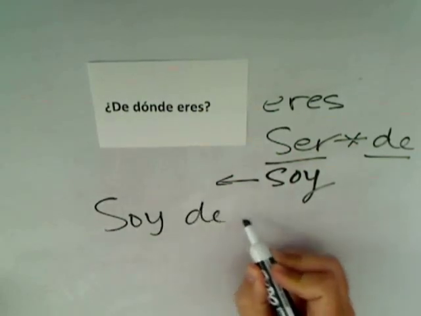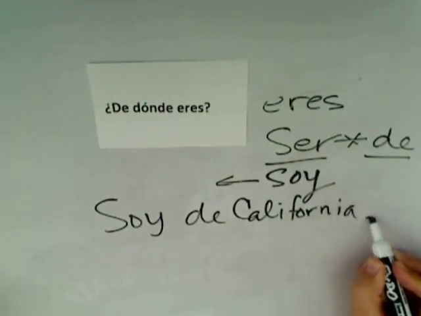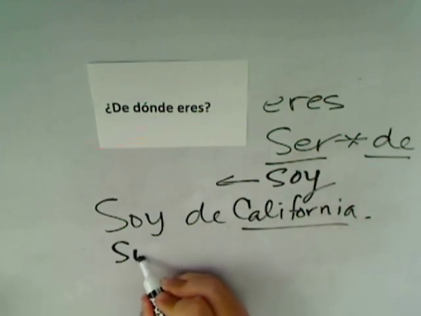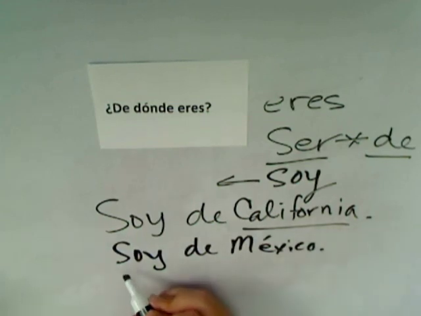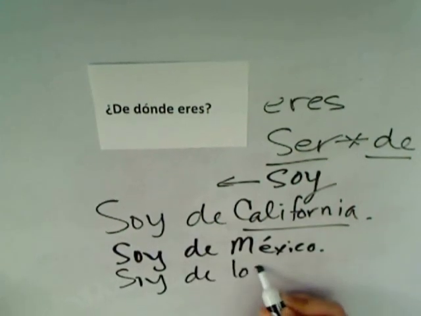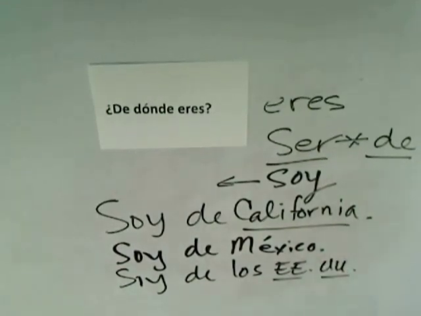Soy de California, por ejemplo. So that's a state, right? Soy de México. Soy de los Estados Unidos. A lot of people ask where the double U comes from. That's how you abbreviate in Spanish when you have two words that are both plural. Estados Unidos, capital E, capital U. Point is, we're going to use soy de, then the place.